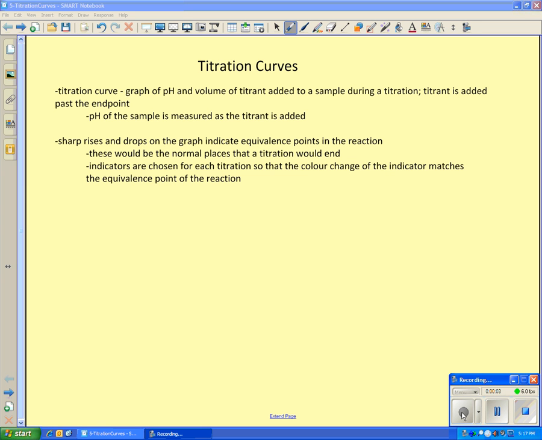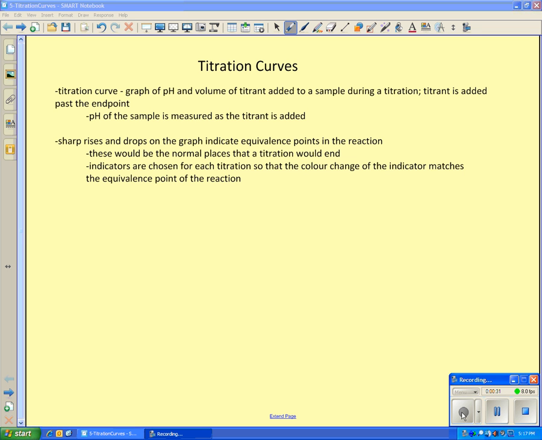Titration curves are graphs of pH and volume of titrant added to a sample during a titration. So essentially it's a way of following the pH as you add your titrant into your sample. During a titration curve, the titrant is added past the end point, so past the point that you would normally stop the titration. It's the pH of the sample that's being measured as the titrant is being added from the burette.